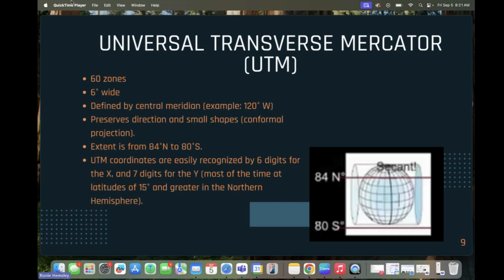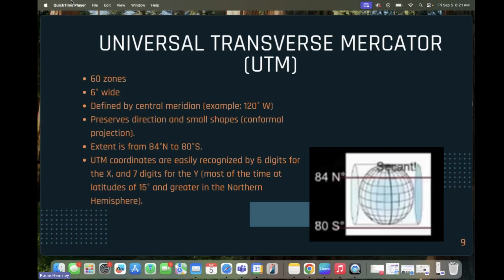Moving on, let's talk about the Universal Transverse Mercator system, or UTM. UTM divides the world into 60 zones, each one 6 degrees of longitude wide. Each zone is centered on a central meridian. For example, 120 degrees west would be the central meridian for one of the zones. One of the key strengths of UTM is that it preserves direction and local shapes, making it a conformal projection. That's why it's so widely used for detailed mapping and navigation. The system covers most of the globe, extending from 84 degrees north to 80 degrees south.